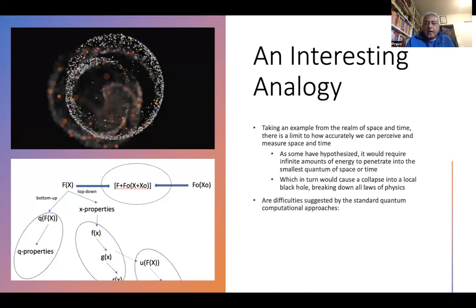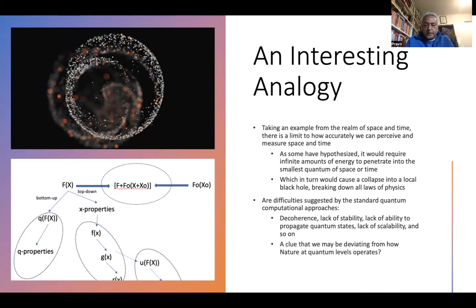So there's a granularity. And I want to suggest that perhaps there's a lesson to be learned, or there's something that also applies to the standard quantum computation approach, because we know for a fact that we run into phenomena such as decoherence, lack of stability, lack of ability to propagate quantum states, and so on. And the question is, are we running into a fundamental limit where we in fact need to step back and measure, quote unquote, measure things differently? Or is it due to a lack of maturity in our understanding of the quantum realm and our ability to create qubits that are able to deal or interact with that layer of the quantum realm? So this is something to consider as we go forward.